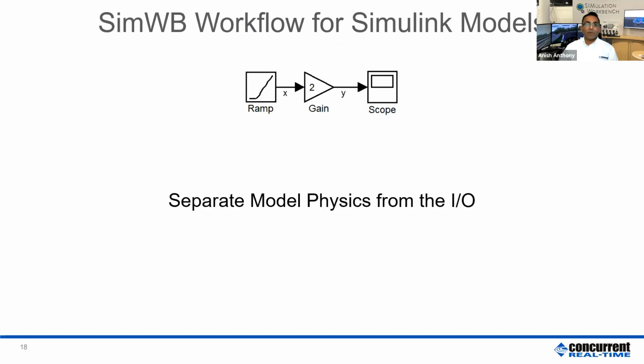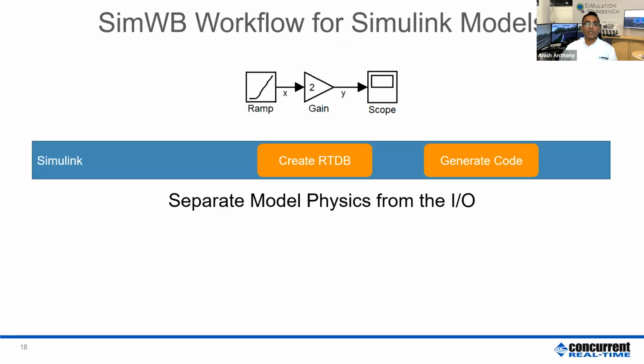In this example, I'm going to show you a workflow for Simulink models because Simulink seems to be quite popular. What Simulation Workbench does is separate the model physics from the IO. Simulation Workbench is 12 to 13 years old, and we learned early on that once a model is validated and certified, there is no touching it. So if an analog channel stops working and you have to use a new channel, you cannot touch your model. So in the case of Simulation Workbench, we have separated the model physics from the IO.